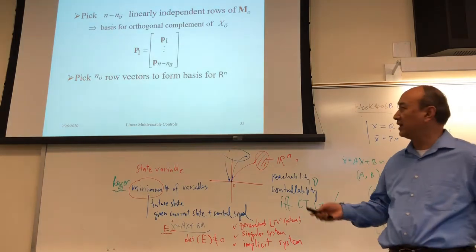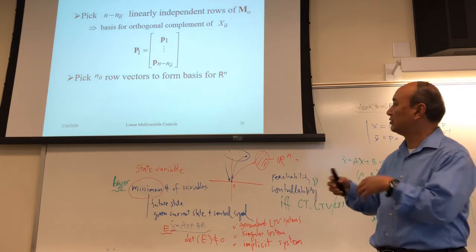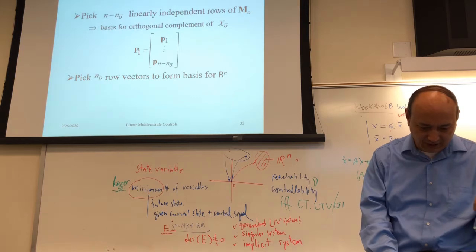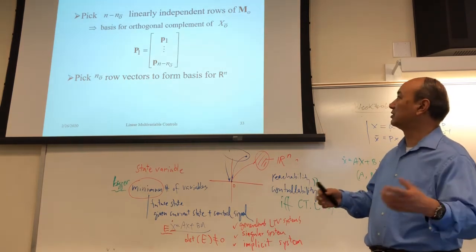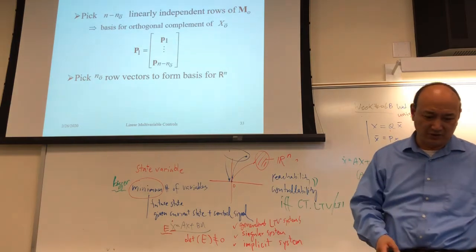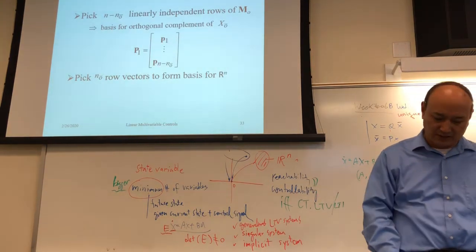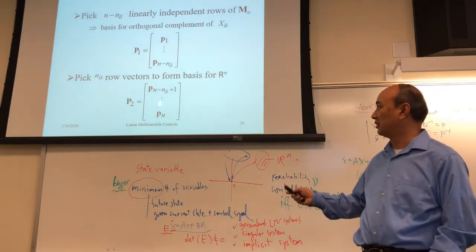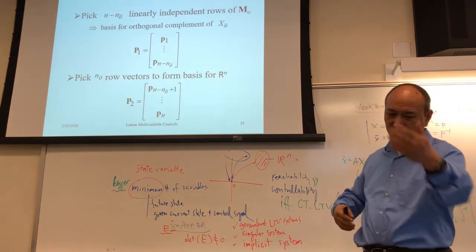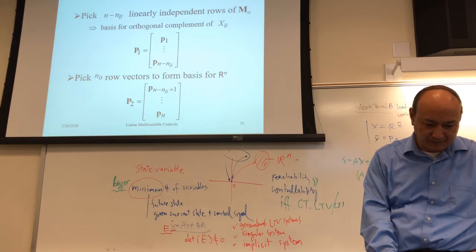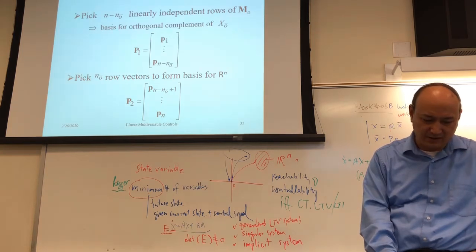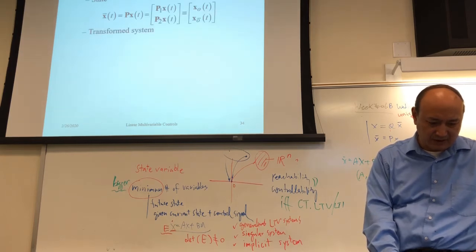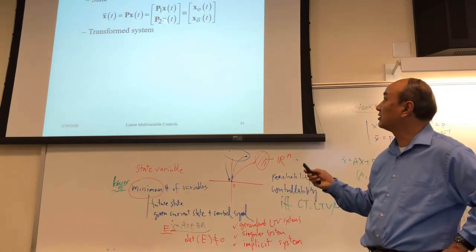Then we pick any N O bar row vectors to form a basis. You can choose them arbitrarily, just to make sure it's a basis of Rn. In other words, you can make this full rank by choosing the free N O bar vectors. So P2 can be chosen any way you like, just make P1, P2 full rank, a basis of Rn. In that way, we can write this P matrix in two parts.